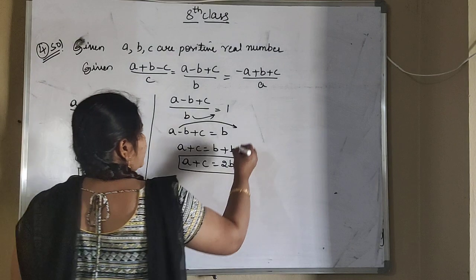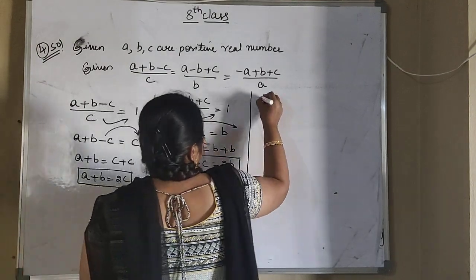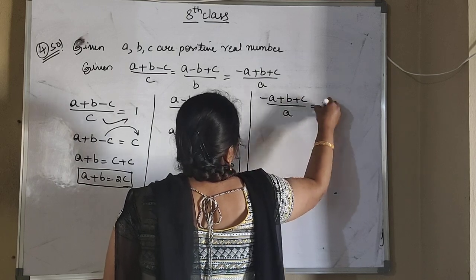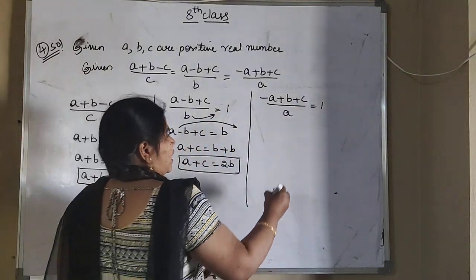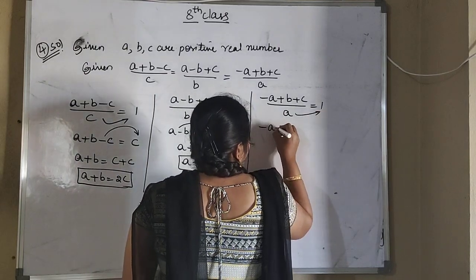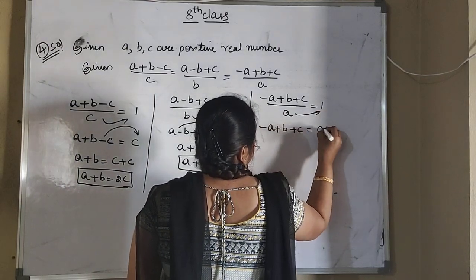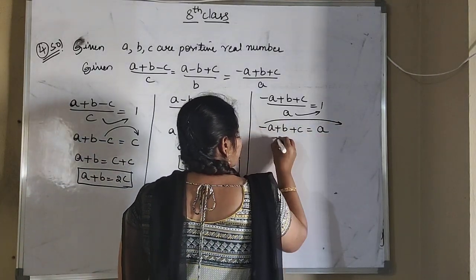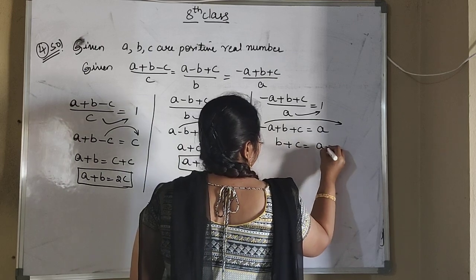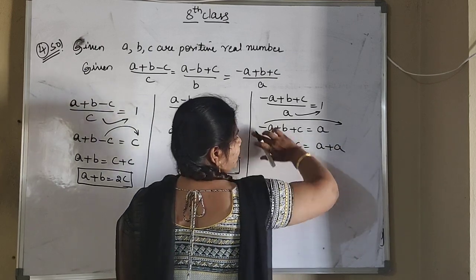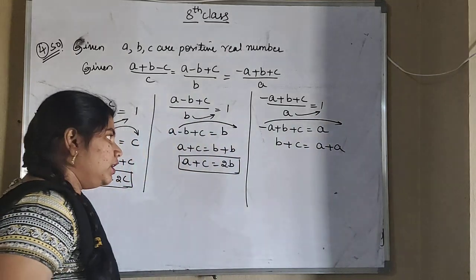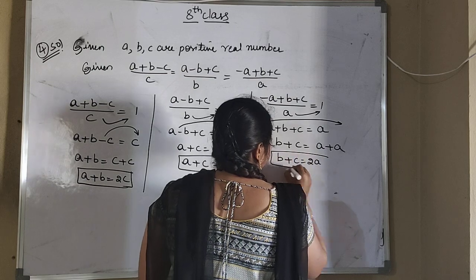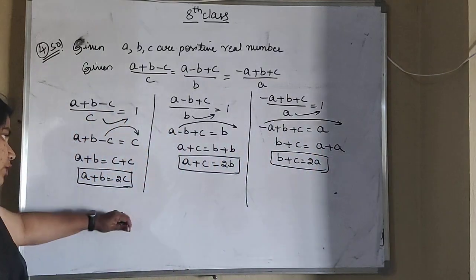Now the last one is also equated to 1. That is (minus A plus B plus C) by A is equal to 1. First I am transposing this A to the other side. Minus A plus B plus C is equal to A. Now this minus A I am transposing to the other side. If you transpose minus A to the other side, that will be plus A. So B plus C is equal to A plus A, that is B plus C is equal to 2A. So this is our third expression.